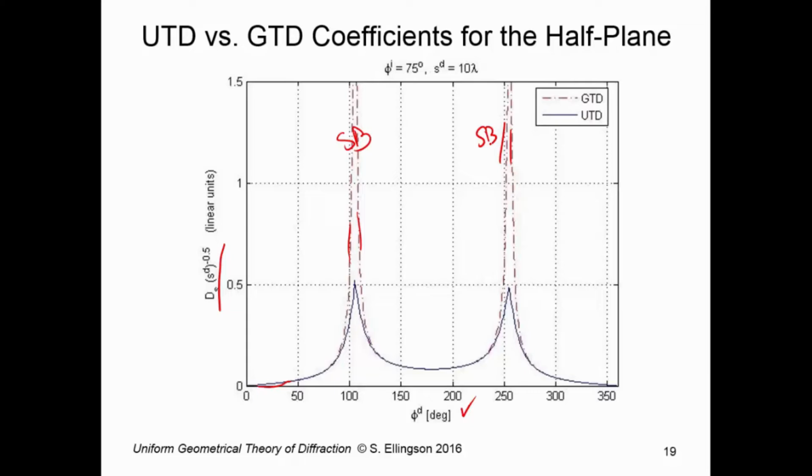The UTD diffraction coefficient values are shown here. And you can see that they do the expected thing. That is, they are finite, for one. Not only are they finite, but they peak at 0.5. And that's a special number. It turns out that those diffraction coefficients are always 1/2 at the shadow boundary. So that's a great way to check your math and do troubleshooting.